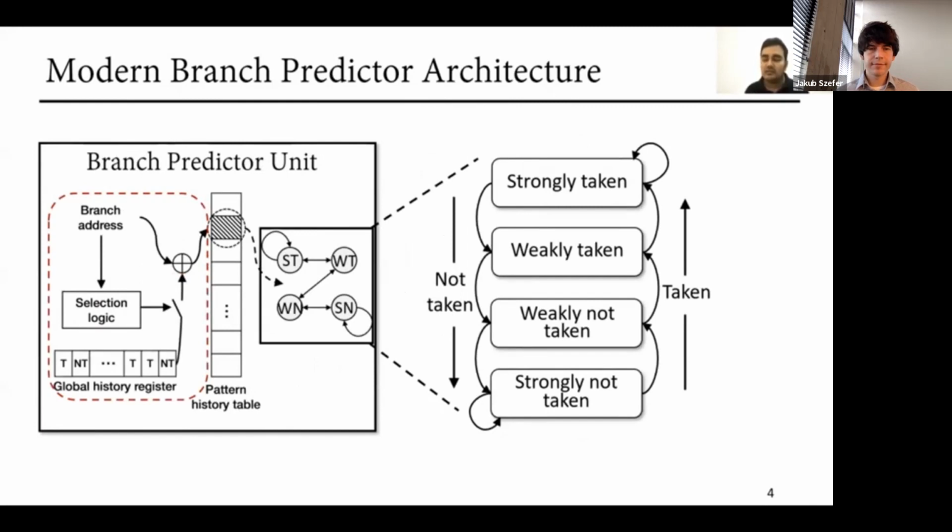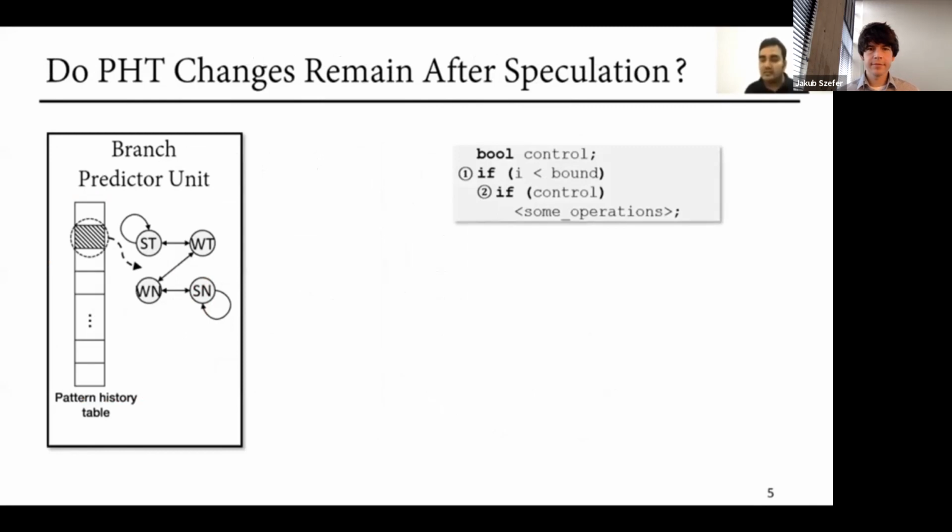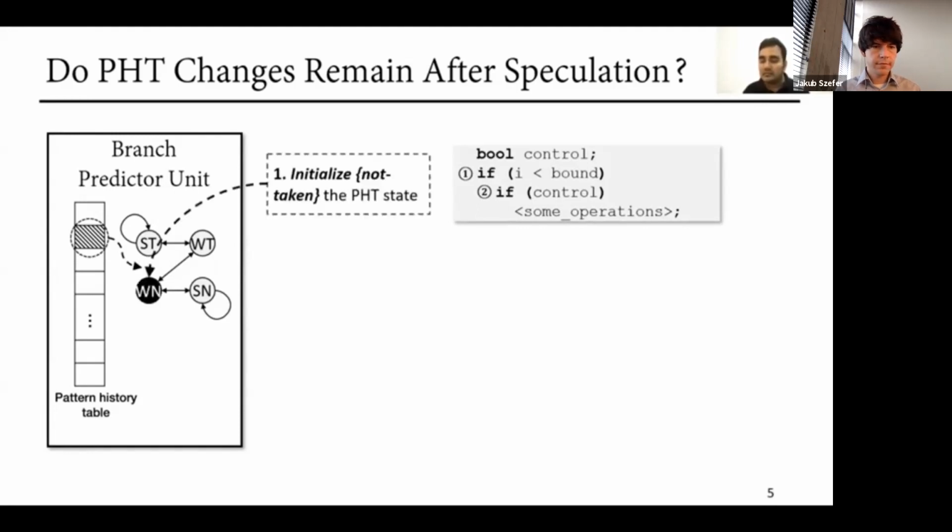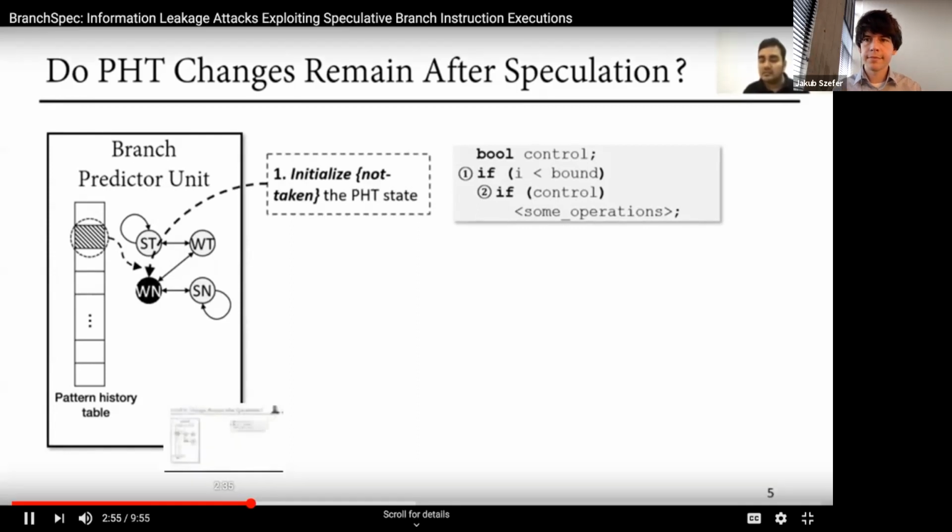It is widely known that cache state changes during a speculation are not restored by default, even if a speculation is incorrect and expunged. Here we are interested in the following question. Do PST changes remain after a speculation? To answer this question, we design a micro benchmark with major code snippets shown on the right. Here, branch 2 is nested under branch 1 and it's the branch to be targeted. On the left, I am highlighting the PST entry, which is used by branch 2 in one-level prediction mode. In the first step, we initialize the target PST entry to a predetermined state. Let's assume branch 2 is executed with not taken outcome, which sets the PST entry to weakly not taken.